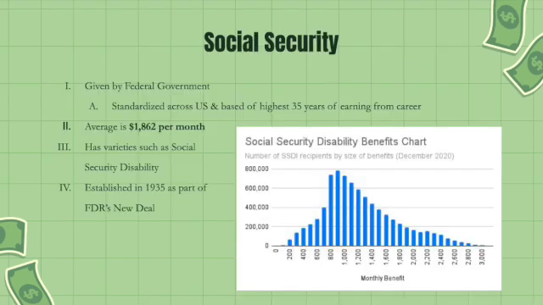Next up, Social Security. So this is given by the federal government. It is standardized across the United States and based off the highest 35 years of earnings from your career. So if you've had multiple jobs, you're just going to take the 35 years that you've made the most money. Its average is about 1.8K per month. Of course, it varies based off if you have disabilities, or if you're a family member, if you're married or not, and so on. It has a lot of variety. And this was established in 1935 as part of FDR's New Deal to fight the Great Depression.